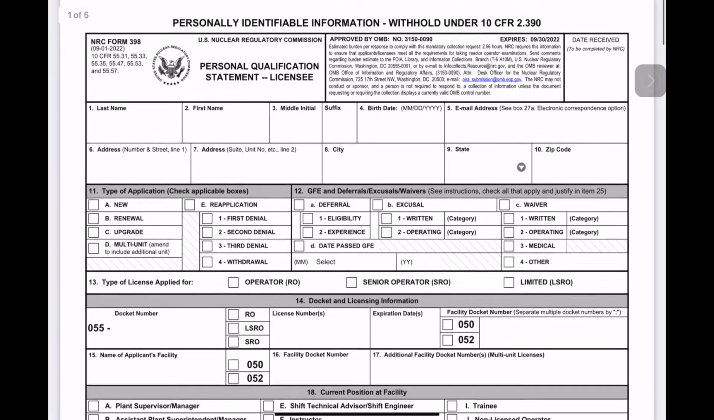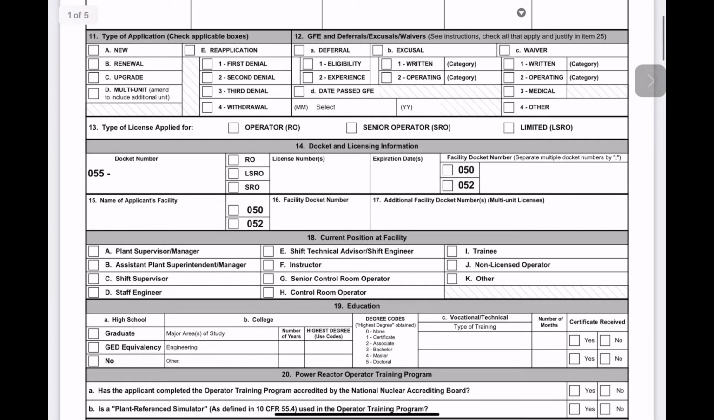So here you can see what type of application this is. If you're new, just type new. And then on box 12, it says GFEs and deferrals, excusal waivers. This is the part you fill out when you take the exam.